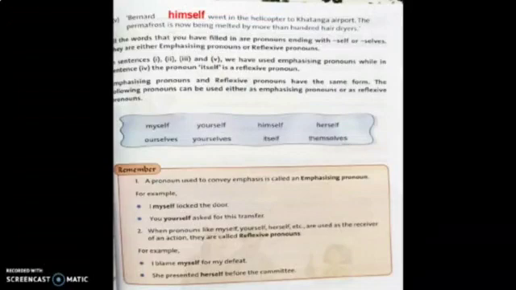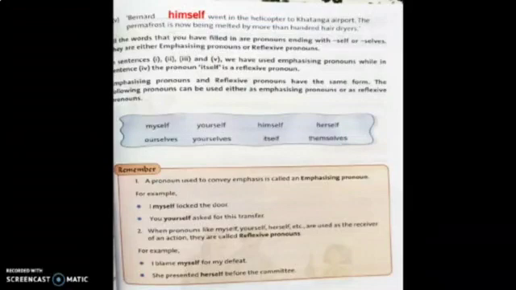All the words that you have filled in are pronouns ending with self or selves. They are either emphasizing pronouns or reflexive pronouns. In sentences 1, 2, 3, and 5, we have used emphasizing pronouns, while in sentence 4, the pronoun itself is a reflexive pronoun. Emphasizing pronouns and reflexive pronouns have the same form. The following pronouns can be used either as emphasizing pronouns or as reflexive pronouns: myself, yourself, himself, herself, ourselves, yourselves, itself, themselves. So, all can be used for reflexive or emphasizing.